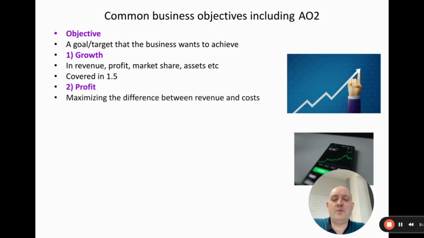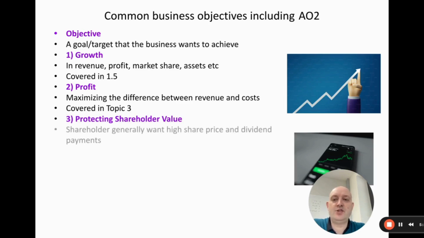Another common objective is profit. This is when we maximize the difference between revenue and costs. And this is covered in the finance topic. Within 3.4, you look at the profit and loss.